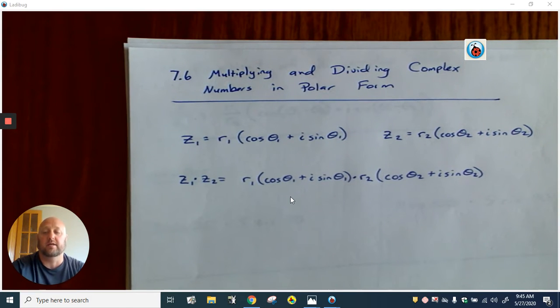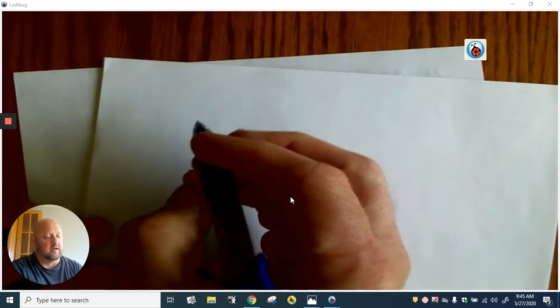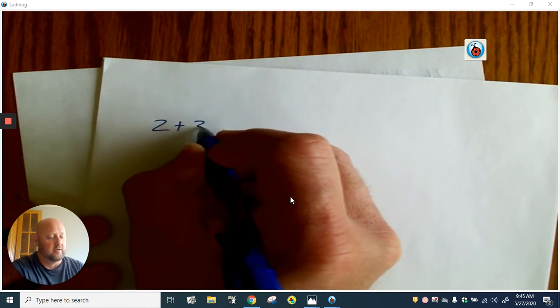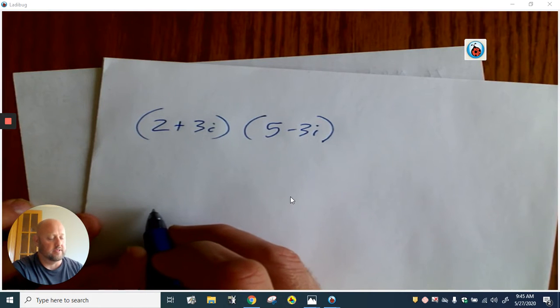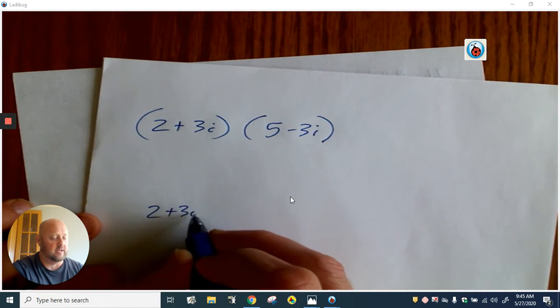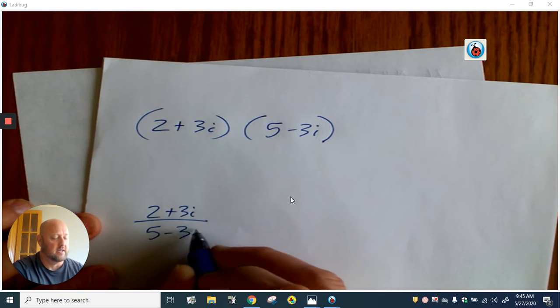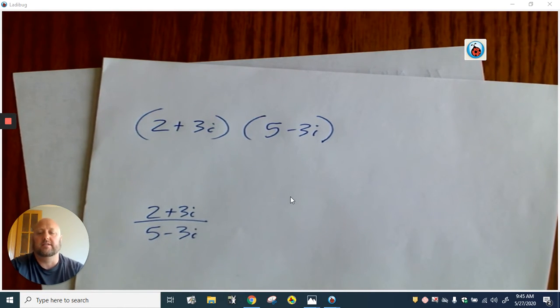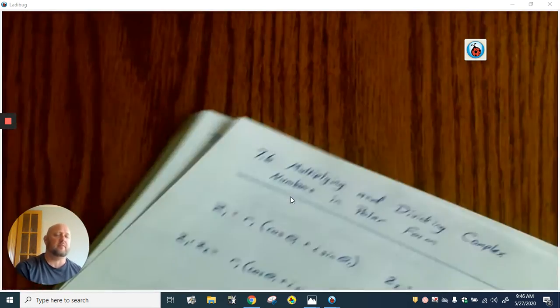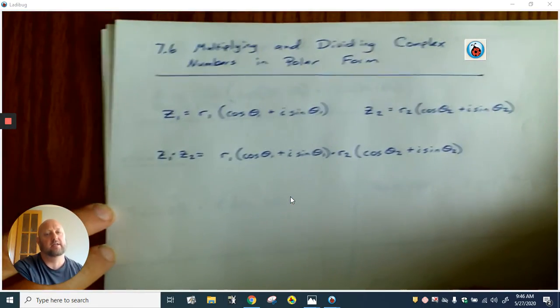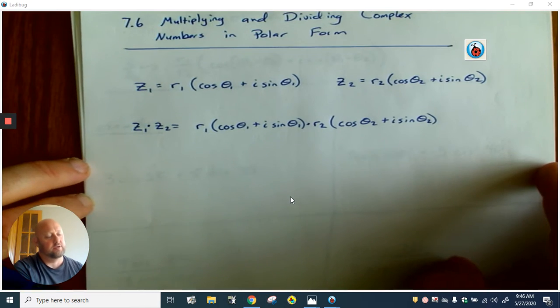When you multiply complex numbers in rectangular form, for example, we're dealing with 2 plus 3i times 5 minus 3i, something like that. Or we do the same thing, we divide, right? We do 2 plus 3i divided by 5 minus 3i. So when you multiply and divide in rectangular form, not that it's difficult, especially multiplication, but division can be a multi-step approach. So the idea here is this is actually going to end up being easier. I want to show you where it comes from, though.